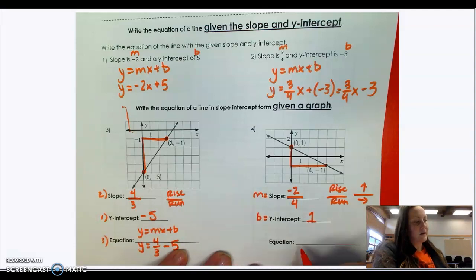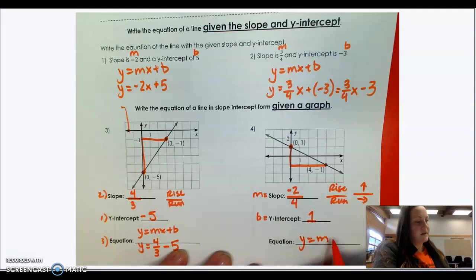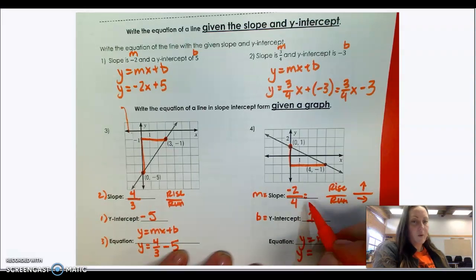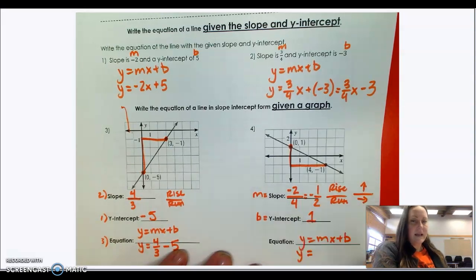So I can go down and write my equation now. Y equals mx plus b. Y equals, oh, wait a second, negative 2 over 4, can we simplify that? We actually can. So 2 over 4 simplifies to 1 half, negative 1 half. So negative 1 half is my slope, x plus 1, and I'm done.